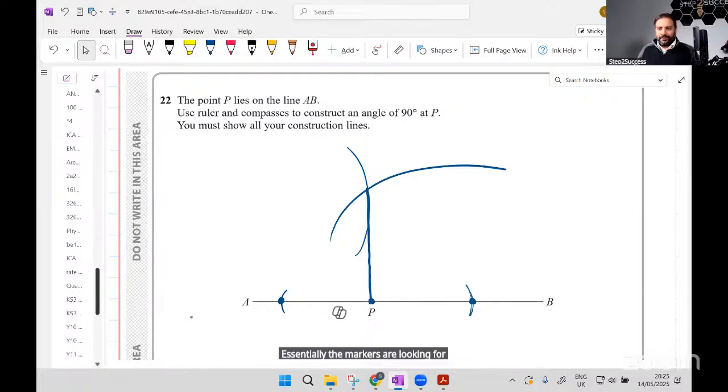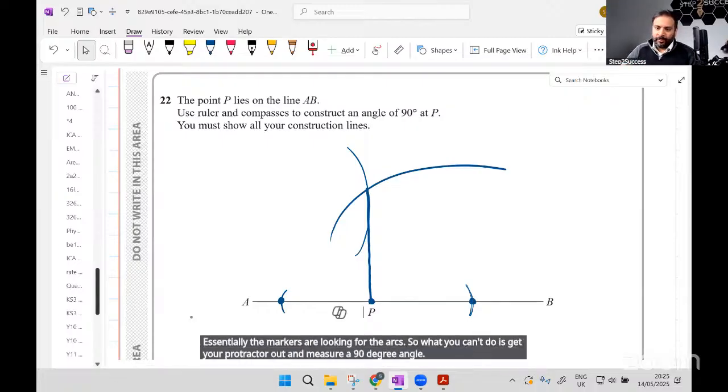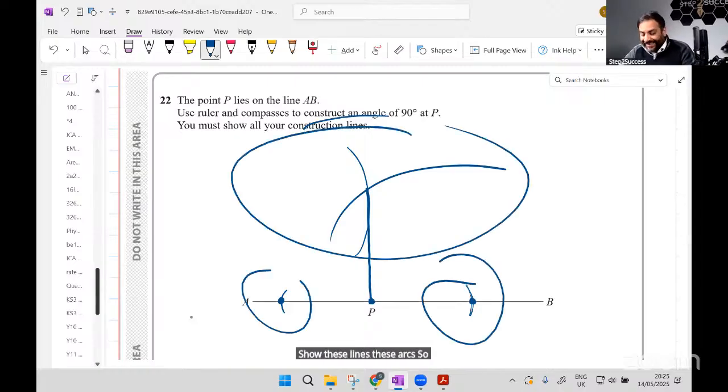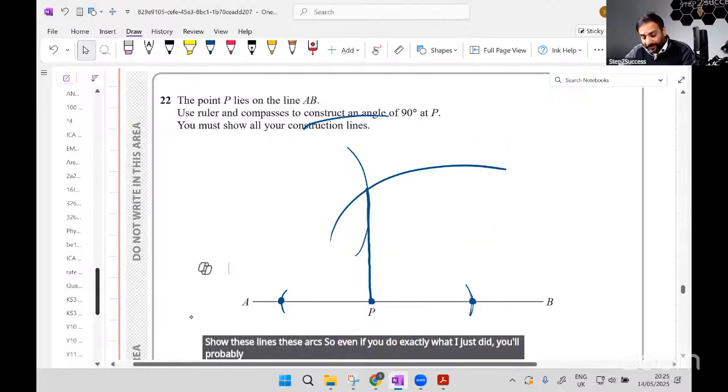So what you can't do is get your protractor out and measure a 90-degree angle, even though that would be the logical thing to do. You need to show these lines, these arcs. So even if you do exactly what I just did, you probably get all the marks without actually doing anything.